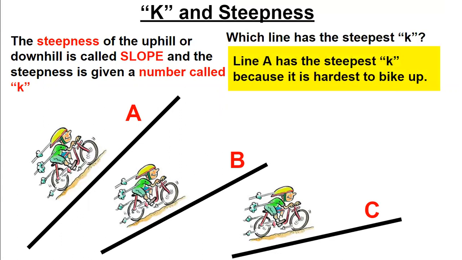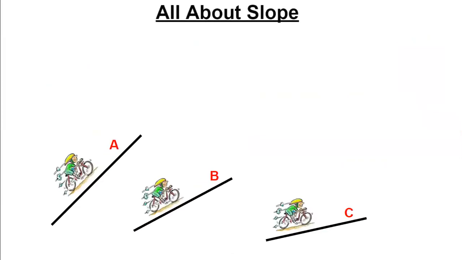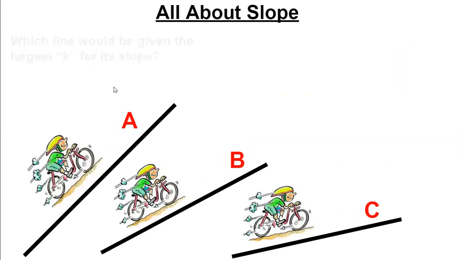So A is the steepest because it is the hardest to bike up. Which line is the least steep? Well, we decided C because that is the easiest to bike up. So it's given a value. So the steepness of your graph, your line, is given a value called K, or later called slope. All about slope. Let's take a look.